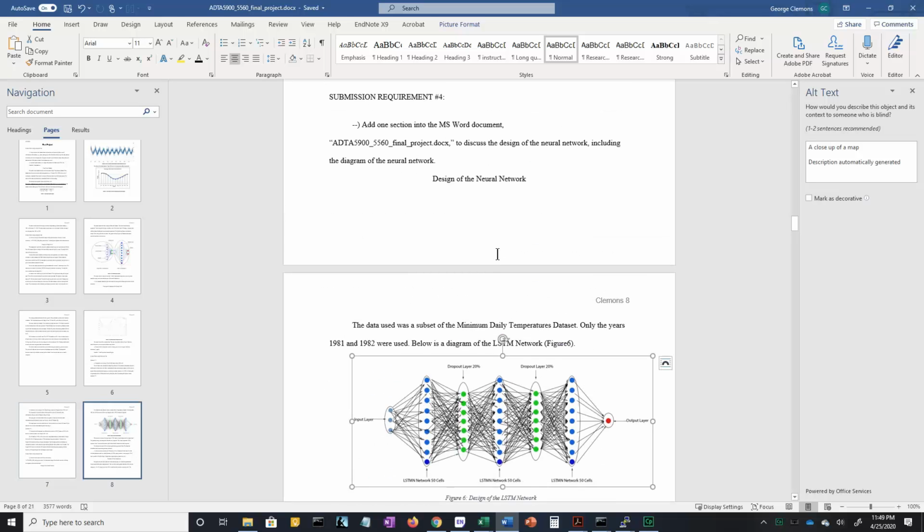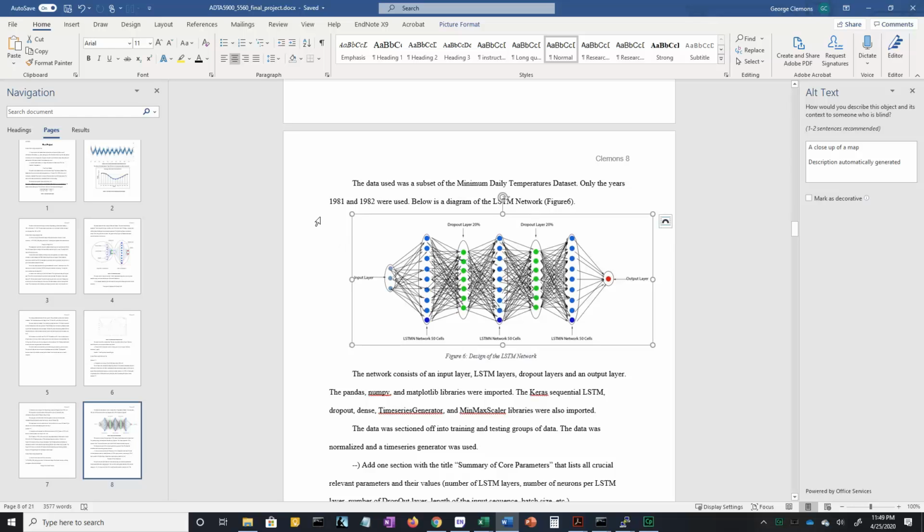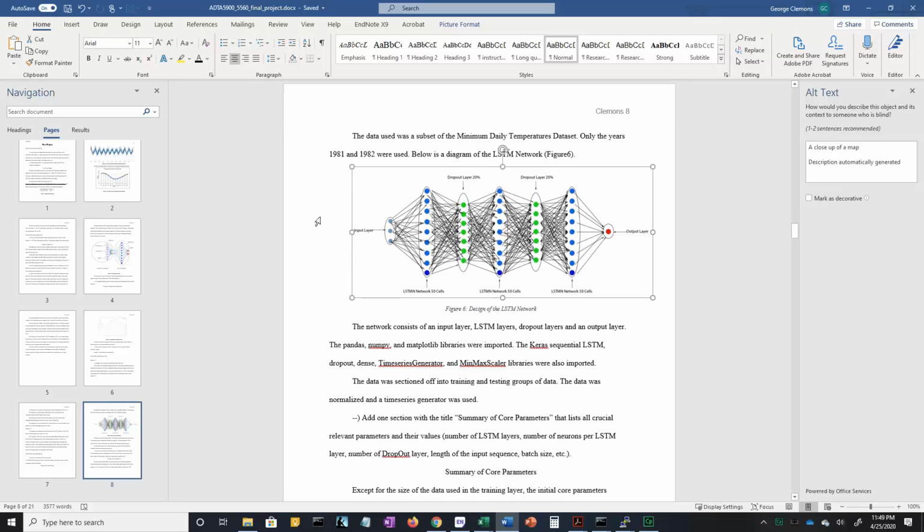Submission requirement number 4 is the design of a neural network, an LSTM neural network. The data used was a subset of the minimum daily temperatures data set. Only 2 years were used, 1981 and 1982. This is a diagram of the network. The LSTM network had 50 cells, and the discard of the dropout layer is 20%. It's the same all the way through. So it consists of an input layer, LSTM layers, dropout layers, and an output layer.